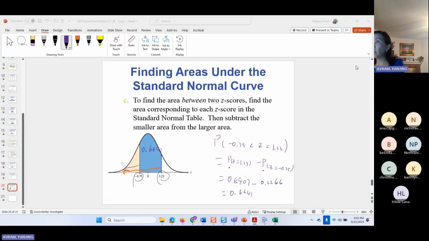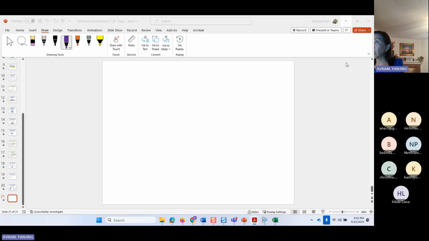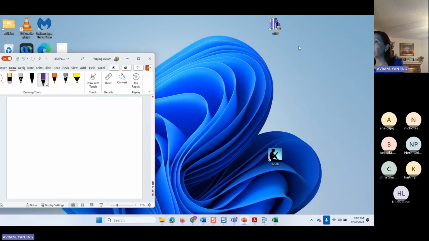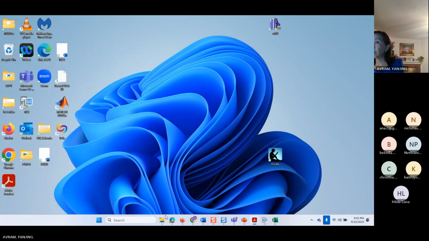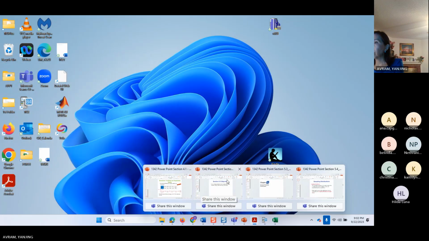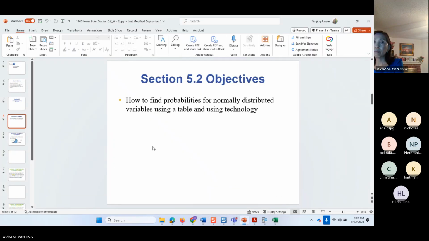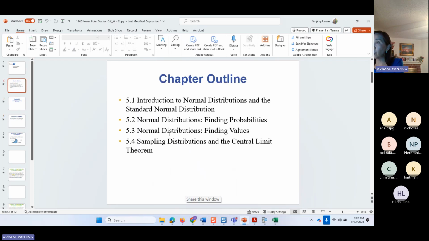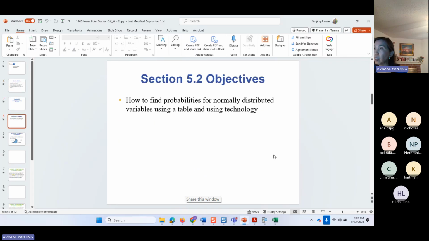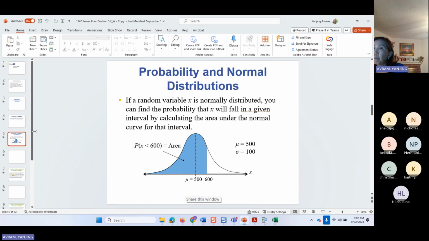So that is our 5.1 already. Okay, this is 5.1. All right, as we said earlier, we're going to introduce 5.1 to 5.4. So 5.2 is finding the probability. How do we find the probability for the normally distributed variable using the table and using the technology?